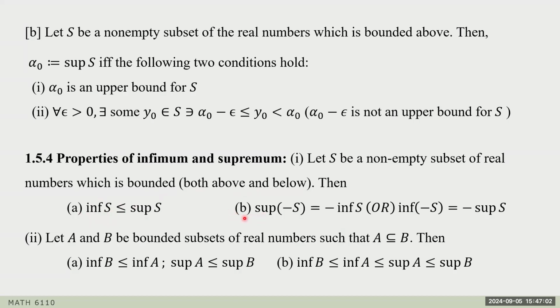The second one, B, is saying that if now you consider the set minus S, remember S is just a subset of real numbers. So we're just thinking about regular numbers for now. So the set minus S, all you do is you just take all the elements in S and you just negate all of them. So that's the set minus S. The supremum of this new set minus S is minus the infimum of the original set.